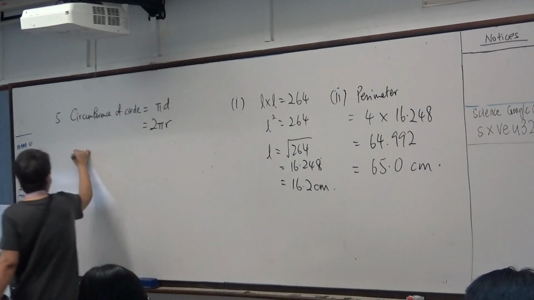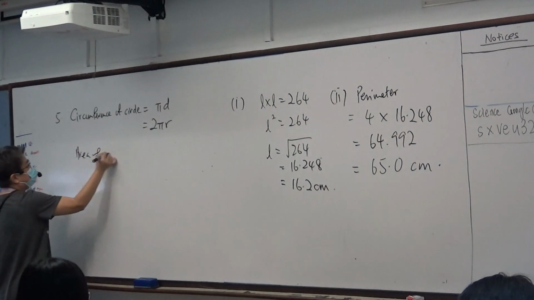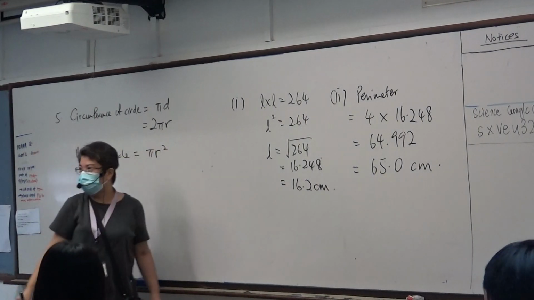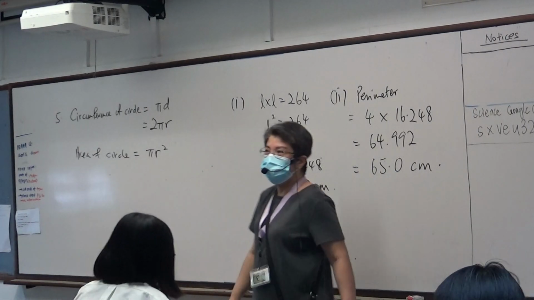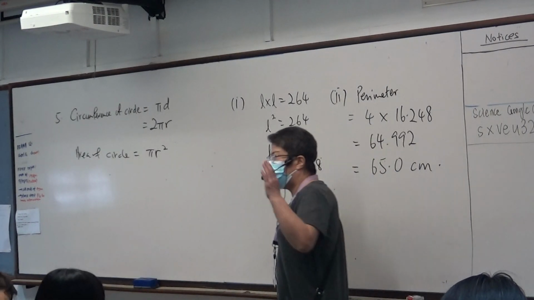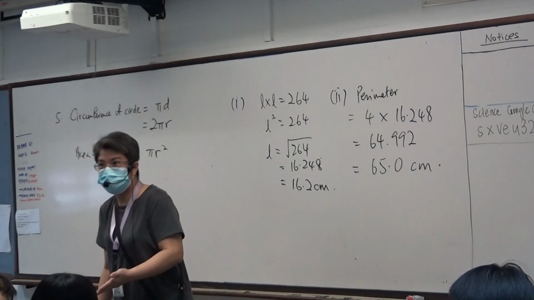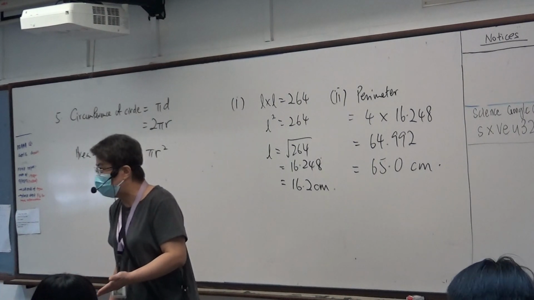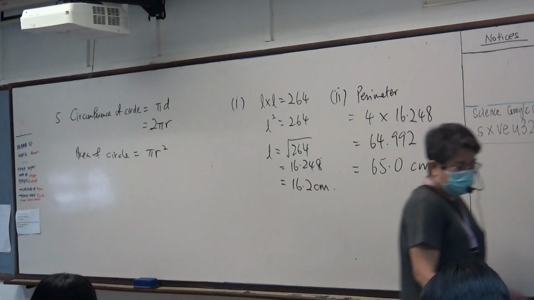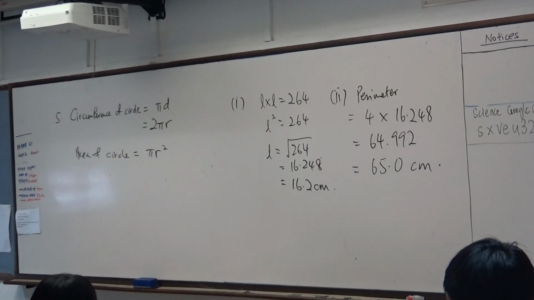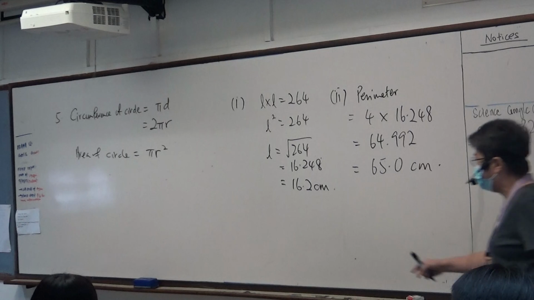Okay, now, what about area of a circle? Pi r squared. What's the meaning of r squared? R times r. Correct? Index notation, remember? Okay? Alright, good. Let's look at the question now. The circumference of a circle is 136 meters. Find the radius of the circle.